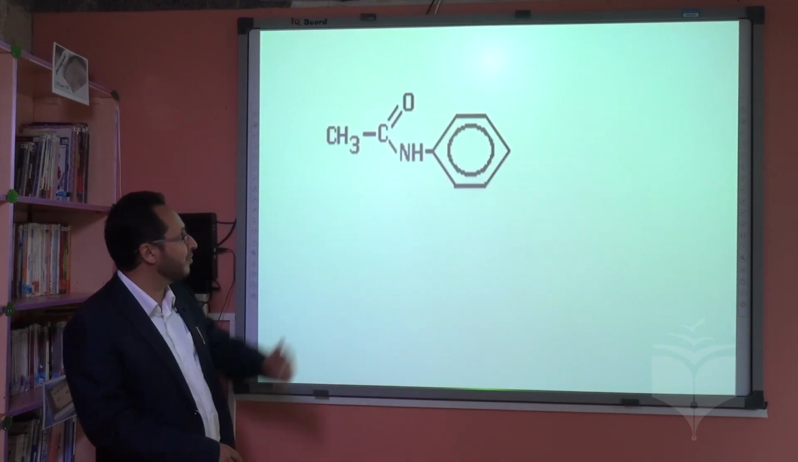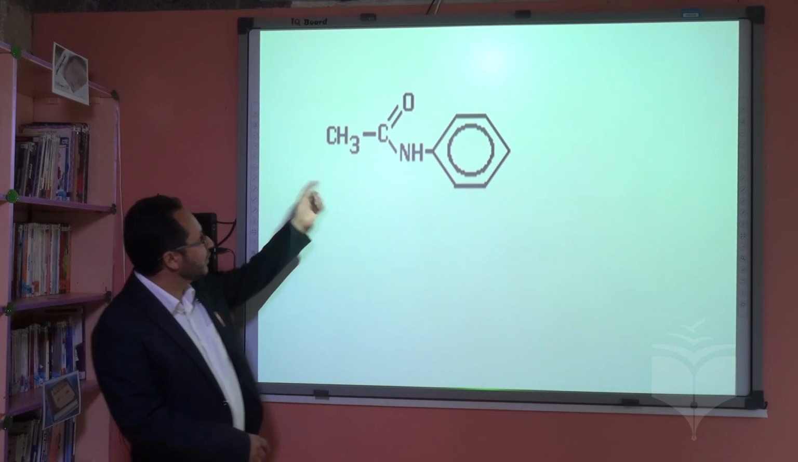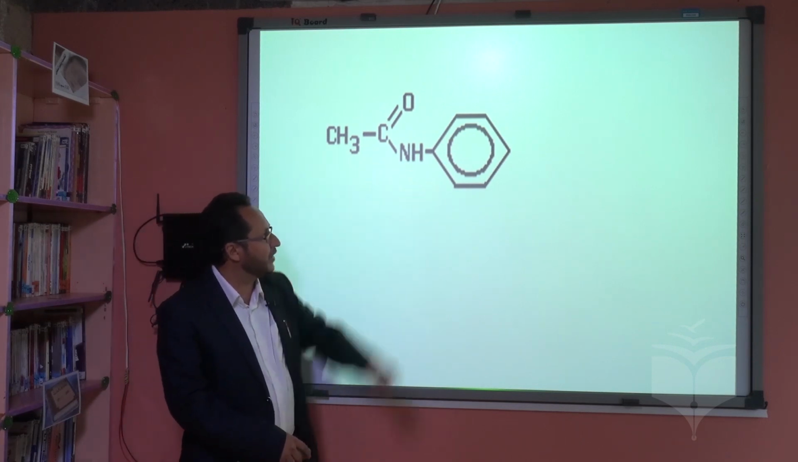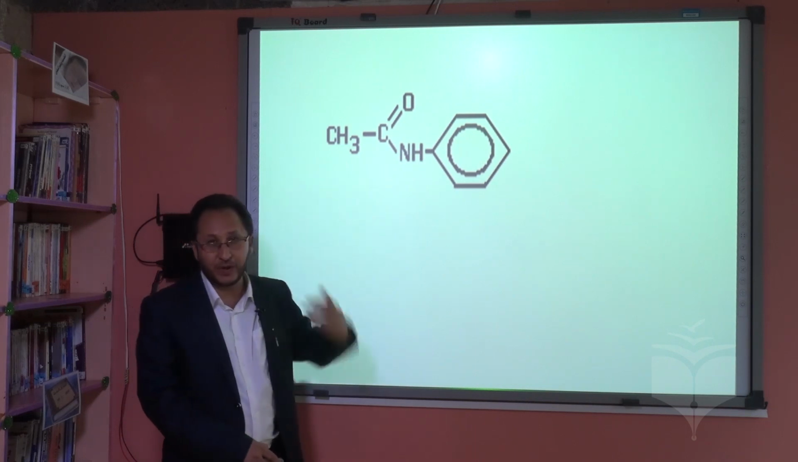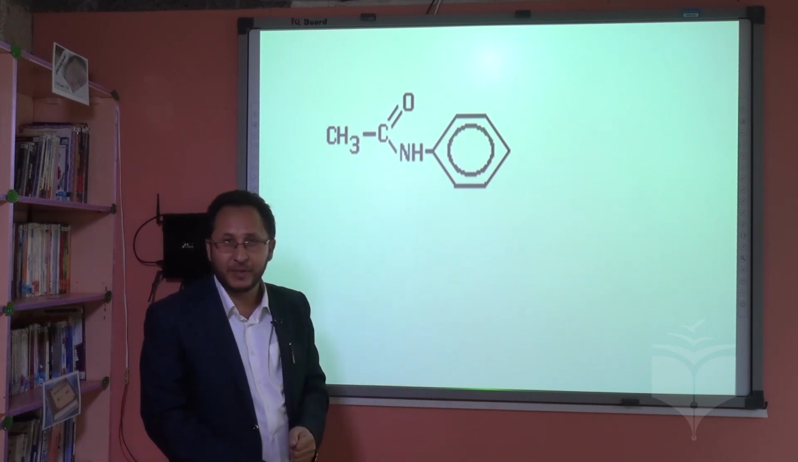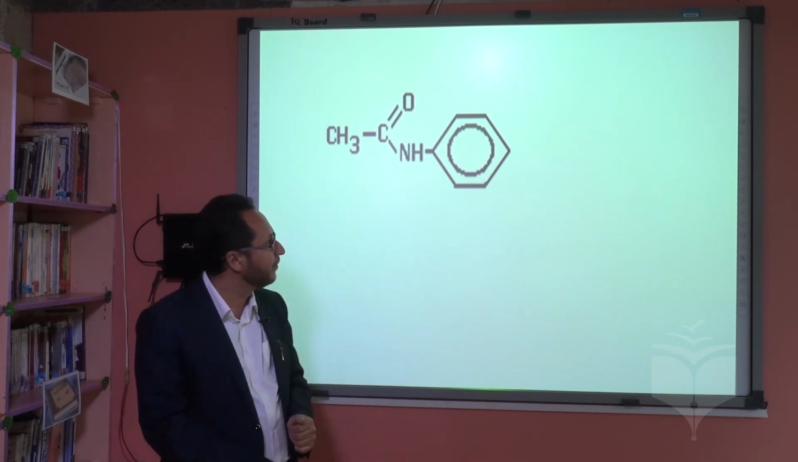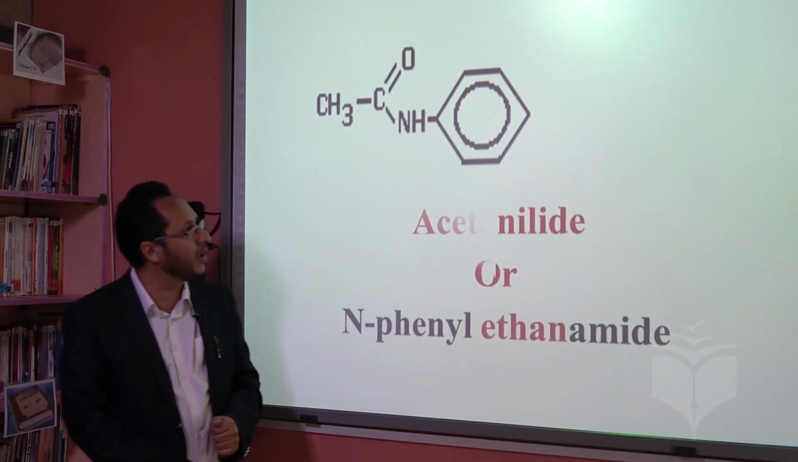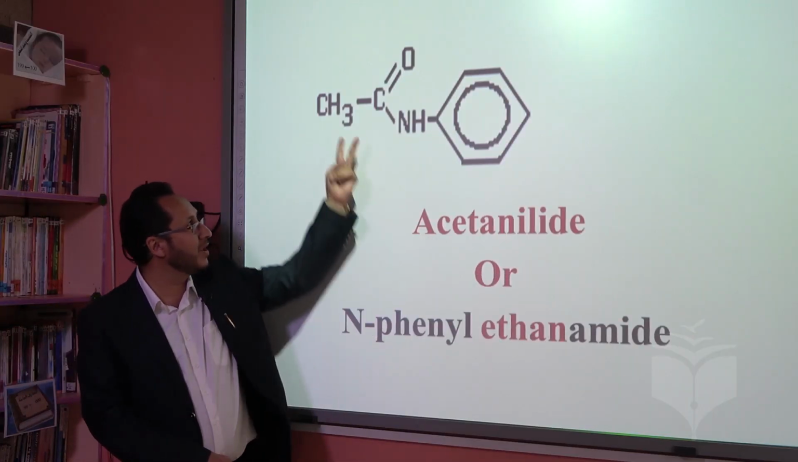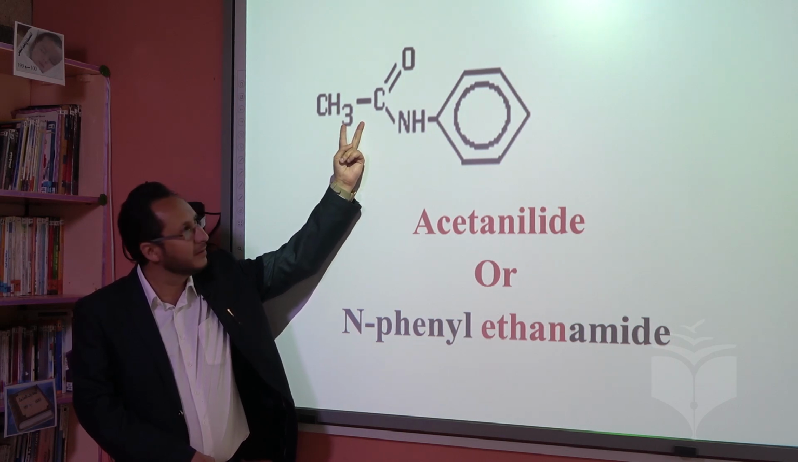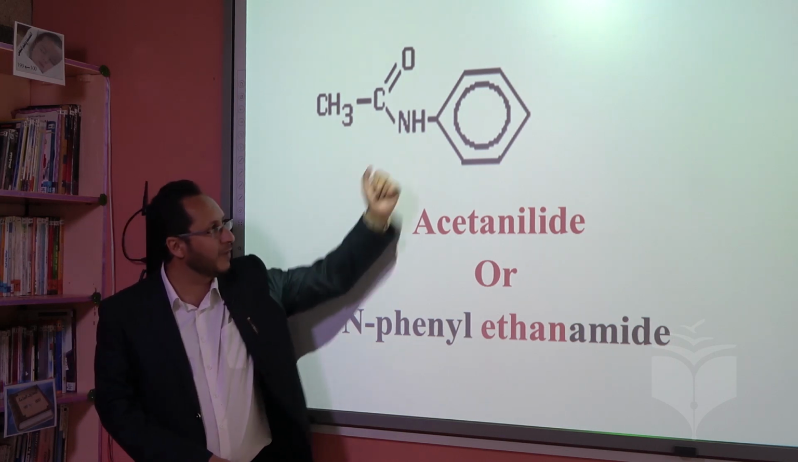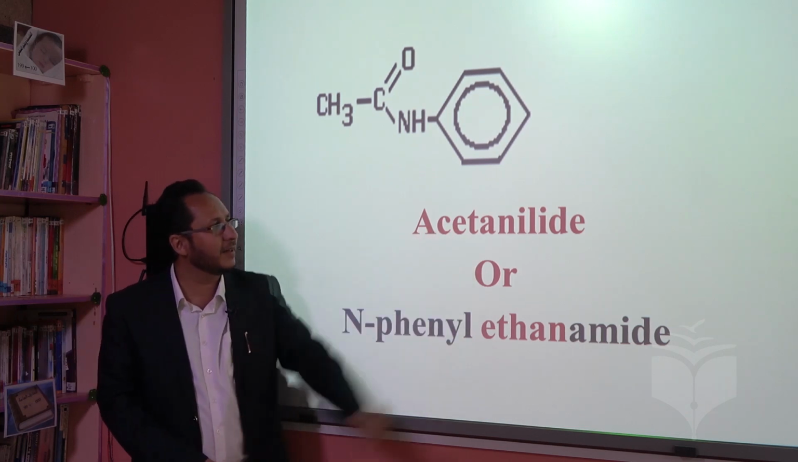Now, what about this compound? CH3C double bond O, NH, and this is the benzyl ring. We have 2 names here, maybe the common name, maybe the IUPAC name. Here we call it acetanilide, because this is from acetic acid or acetamide. Then this is from aniline, so it is acetanilide.